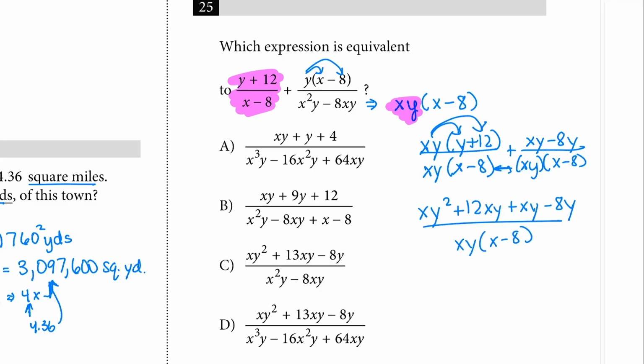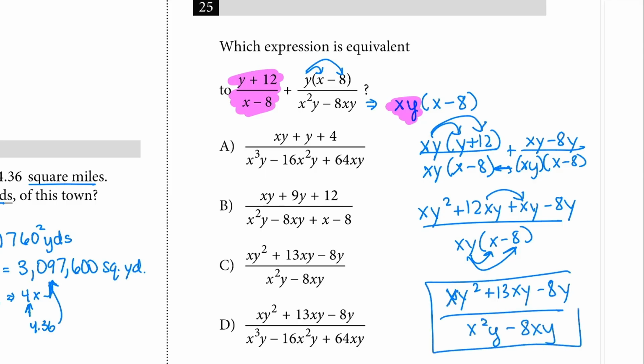Now, none of our options have a factored denominator, so I'm actually going to go ahead and put that back in. And I'm going to combine like terms here. So xy squared plus 13xy minus 8y over x squared y minus 8xy, and our answer is option C.